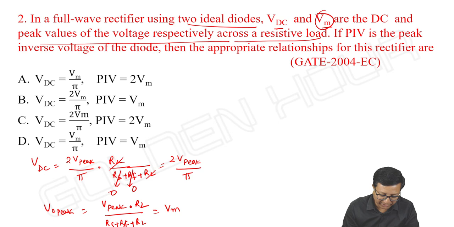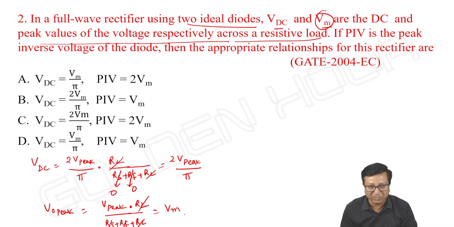Here for the ideal diode RF and the ideal transformer RS, both are zeros. So RL and RL cancel. So V output peak is equal to input peak, which is equal to Vm. Output peak amplitude and input peak amplitude will be the same. I need not write this many steps, it's just implied. Once we consider ideal diodes and an ideal transformer, automatically input peak amplitude is equal to output peak amplitude. So output peak amplitude is given as Vm, which is of course equal to input peak amplitude.